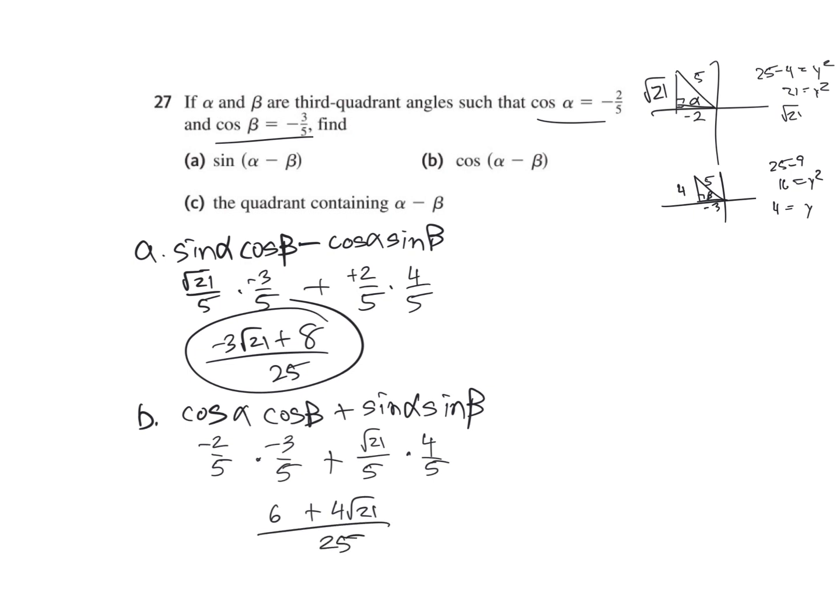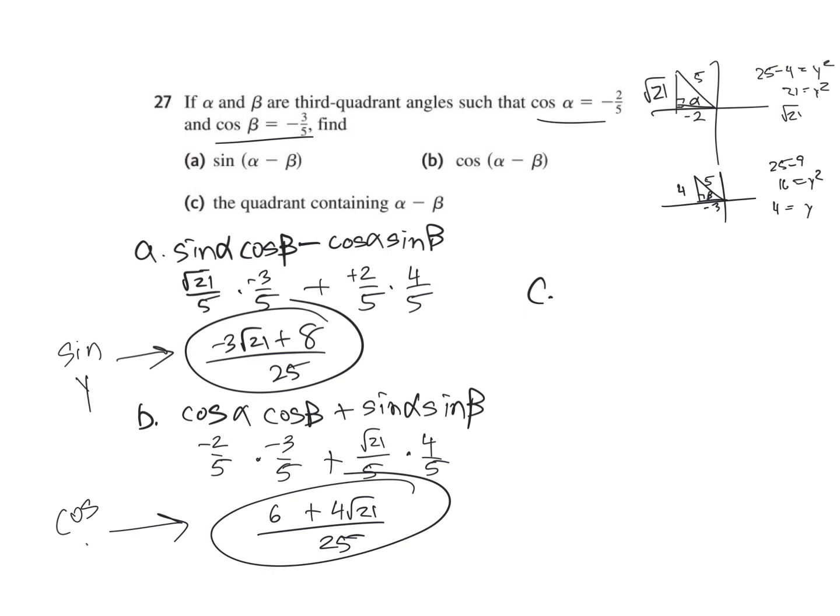So now we know that the sine value is negative, the cosine is positive, and so part C is the quadrant containing alpha minus beta. Sine is y and cosine is x. So x is positive and y is negative. That puts us in the fourth quadrant.